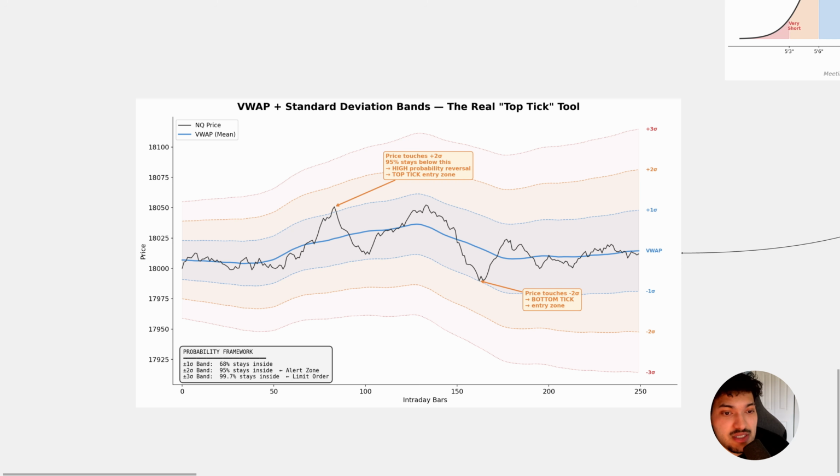When price touches the plus or minus 2 standard deviation band from the VWAP, you know that statistically 95% of the price action of the price data should stay inside this level, which means that price is at the extreme. It's at a probabilistic extreme. So what this means is the probability of reversal is high.